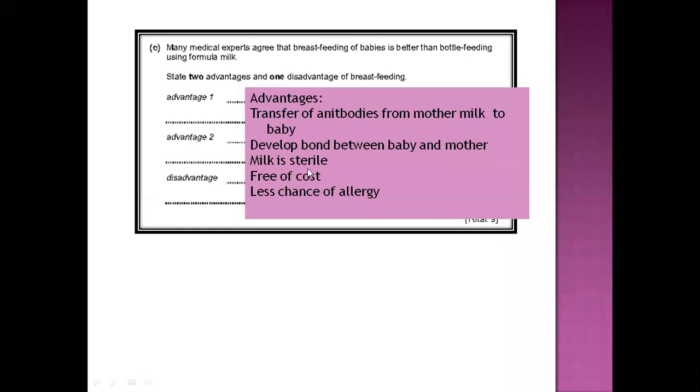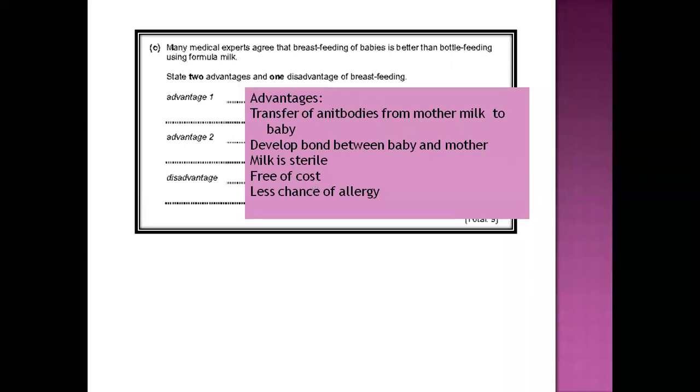Milk is sterile, which means milk is pathogen free. There are no chances of contamination or presence of any pathogen, except if the mother has a certain disease like HIV. Then there is a chance, but usually there is no chance of transmission of disease. The milk is sterile, free of cost.